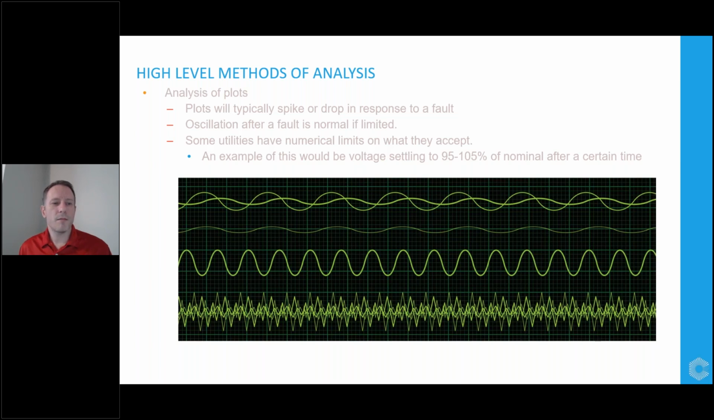So when you see a plot, part of the analysis, when you have a fault or a disturbance, the plot will usually spike or drop in response to that, depending on what you're plotting. The oscillation can happen for a short period of time, but you expect it to go back to normal pretty quickly. And certain utilities have numeric limits on what they accept, so it's more than just a feel of it should go back soon. They'll say it has to go back to 95% of nominal after a couple cycles or something like that. What these limits would be depend on the utility, but they make it a little easier to analyze when you have a definite yes or no, this is good.